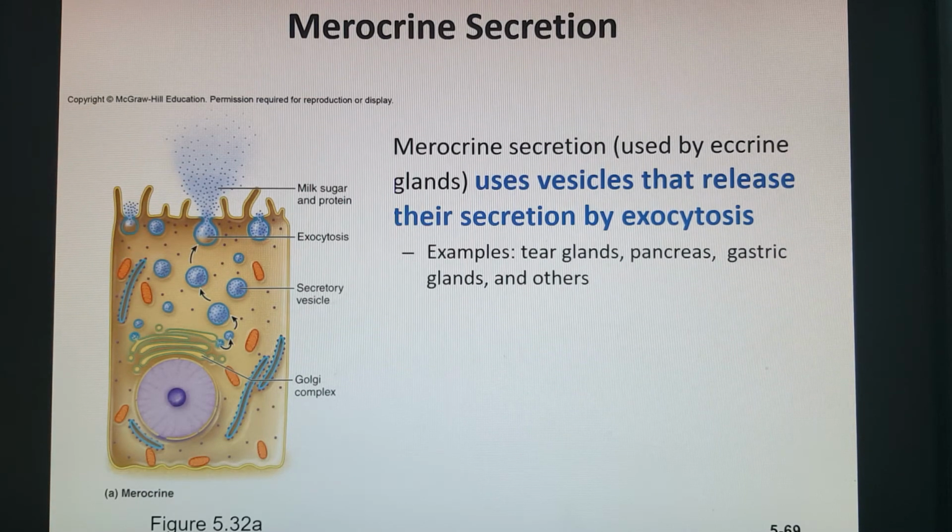So an example of this is the more watery secretion, the milk and sugar that is created to create milk in the mammary glands. So the carbohydrate and proteins that a baby needs, that portion of breast milk is coming through merocrine secretion.